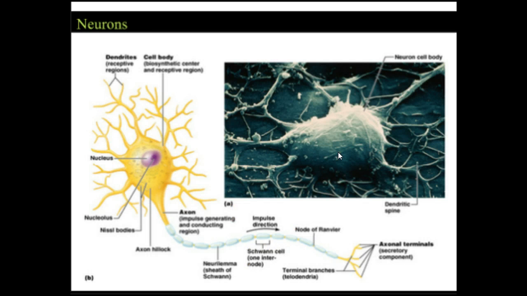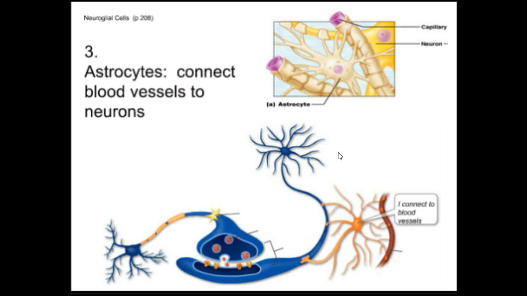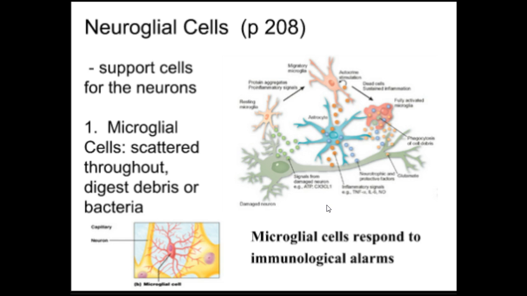microglial cells. And again, just to recap, we go back, we have our astrocytes, and those are going to connect blood vessels to the neurons. And then we also have the microglial cells, which actually act in an immune response. They're actually what we call phagocytes, meaning that they'll digest debris, bacteria, foreign particles, and kind of protect the neurons.